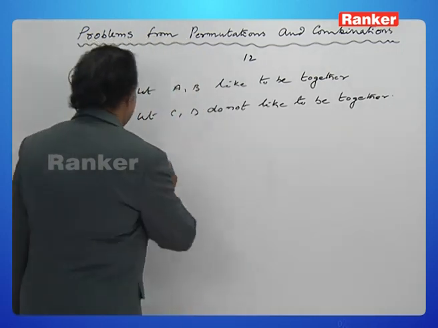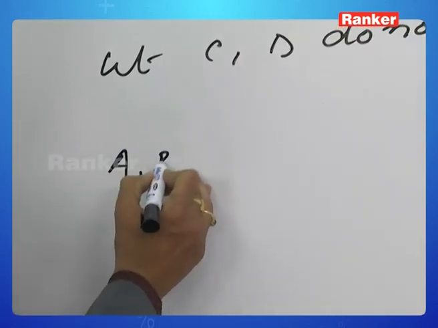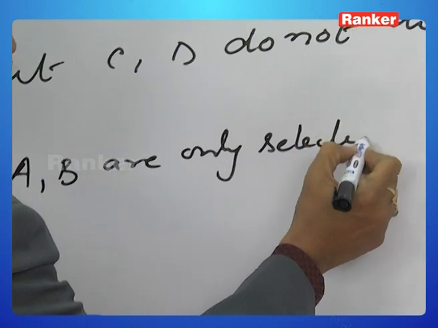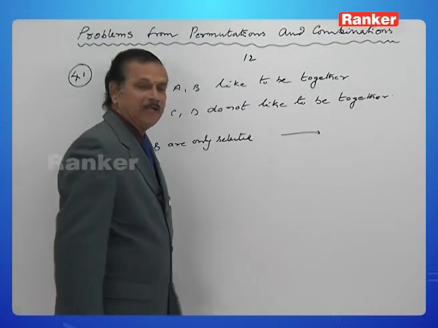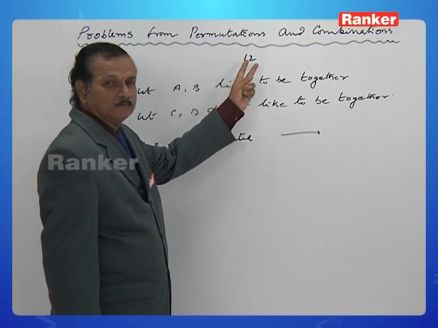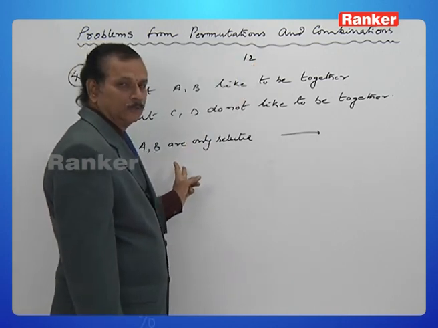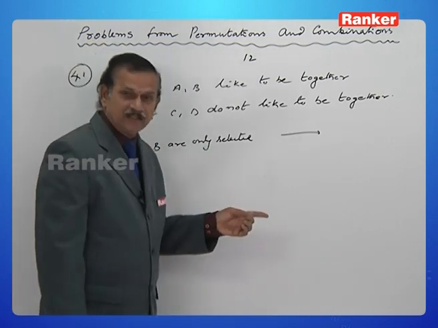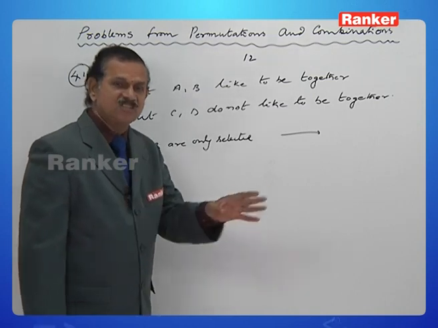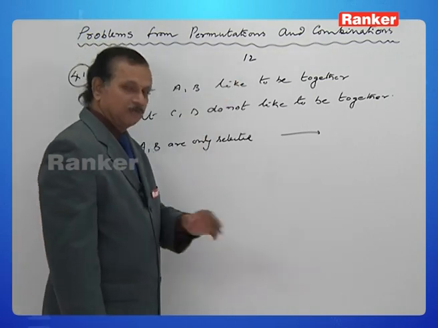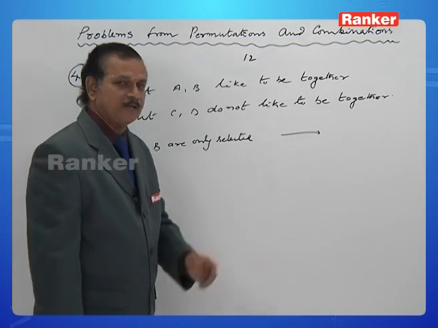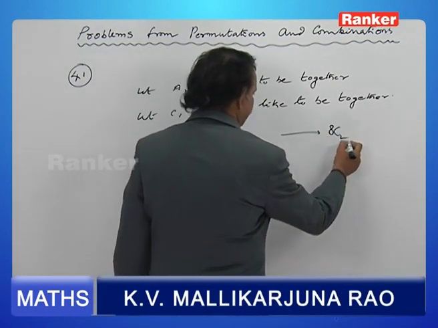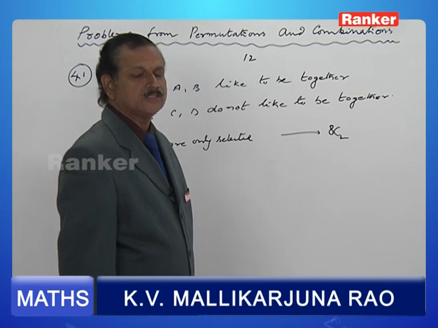Number 1. A, B are only selected. What does it imply? Total number 12. Already selected 2. Still you have to select 2. A and B are only selected. What does it mean? C and D are not selected. Out of the remaining, you delete those 2. What is the remaining number of students? 8. Out of those 8, you are supposed to select 2. How many ways? 8C2.